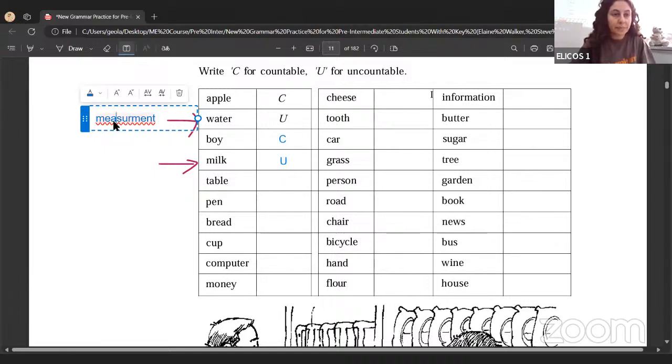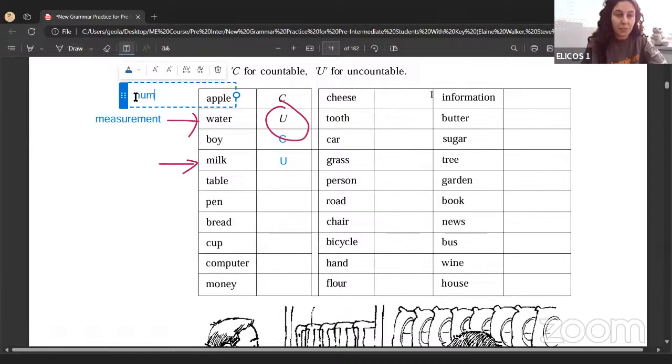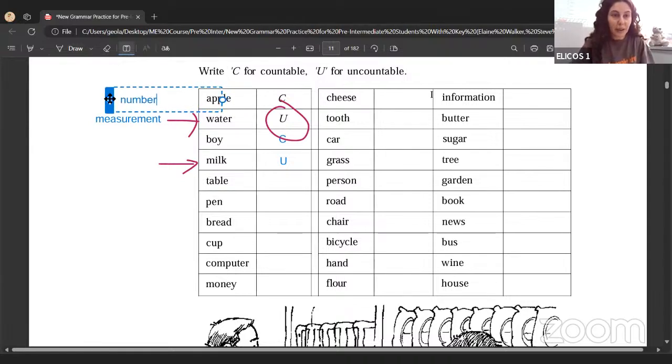Measurement. It could be singular, because you could say a bottle of water, or you have to say 2 bottles of water, 3 bottles of water. So you just need a measurement in front of the uncountable. Okay, but the countable ones, you can add a number. Do you want 5 apples, 6 apples, 2 apples?